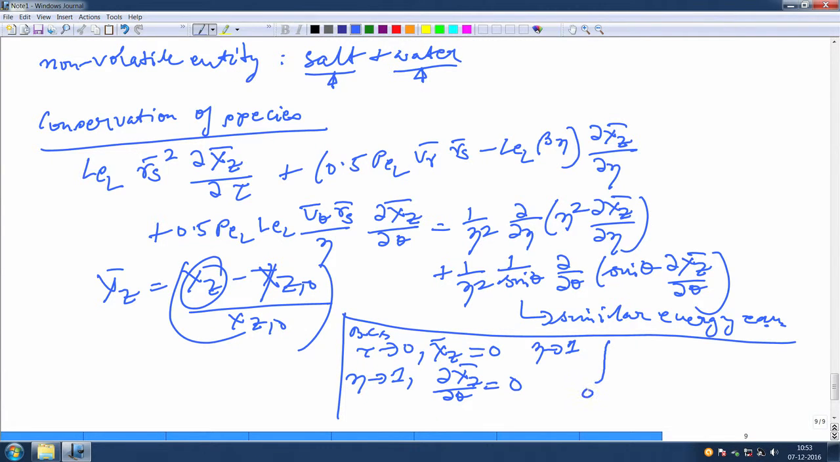Okay. So, that part, and then the last boundary condition is at eta approaches 1, we have integral 0 to pi of d chi z by d eta sin theta is equal to m dot into 2 pi r s rho l D 1 2 chi z 0.